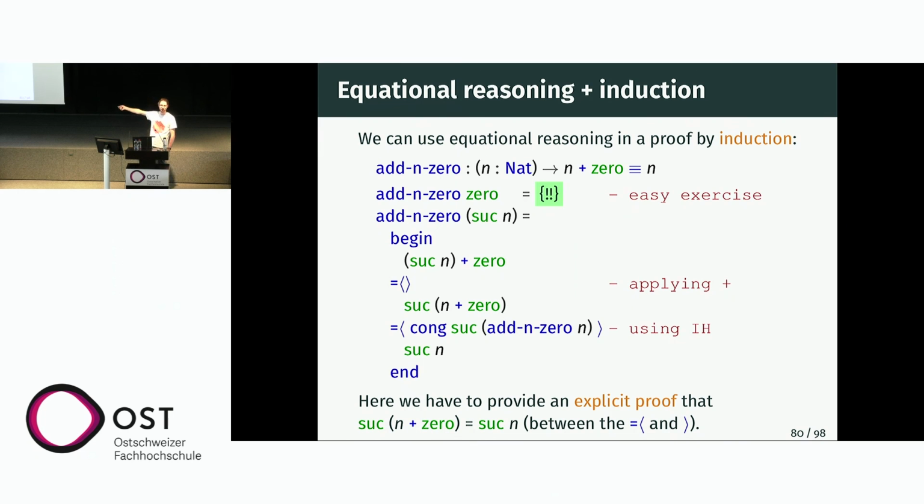Here's an example where we actually have to provide some evidence for one of the steps. What we're trying to prove is n plus 0 equals n. In the case when n is the successor of some number, we can apply the definition of plus, and then we have the successor of n plus 0. Now we want to use the induction hypothesis to rewrite this n plus 0 to just n. So that's what we do here. Between the angle brackets, we write the induction hypothesis, but then we have to apply it underneath the successor constructor, so we have to use congruence of successor with this induction hypothesis.